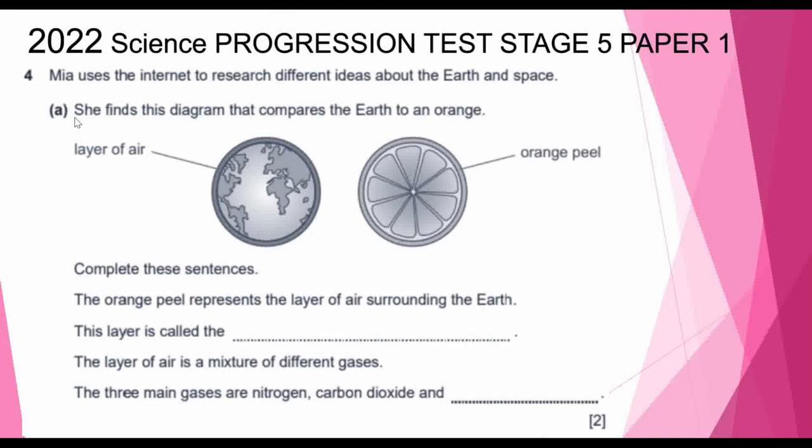Question 4. Mia uses the internet to research different ideas about the Earth and space. These are the pictures, layers of air and an orange peel. Complete these sentences. The orange peel represents the layer of air surrounding the Earth. The layer is called the blank. The layer of air is a mixture of different gases. The three main gases are nitrogen, carbon dioxide, and blank.